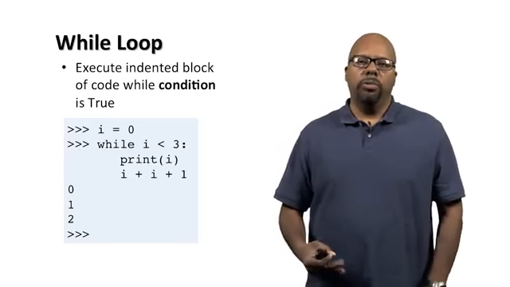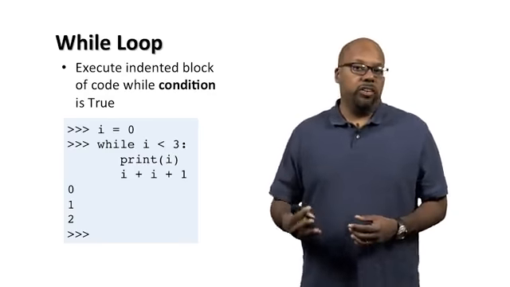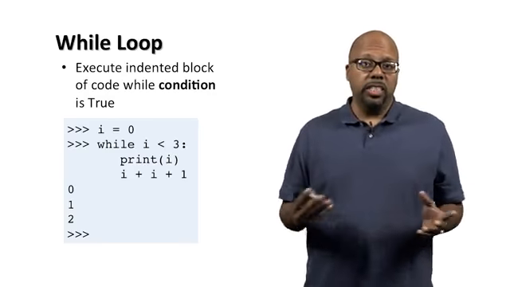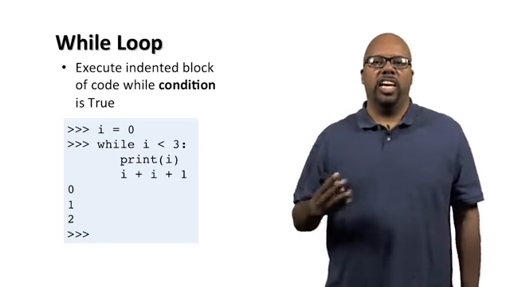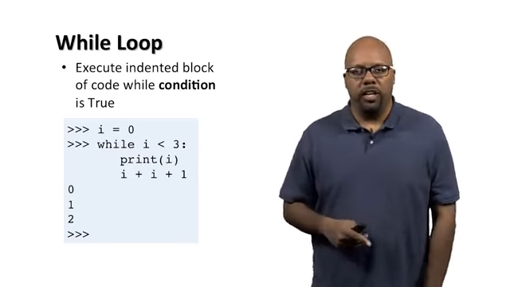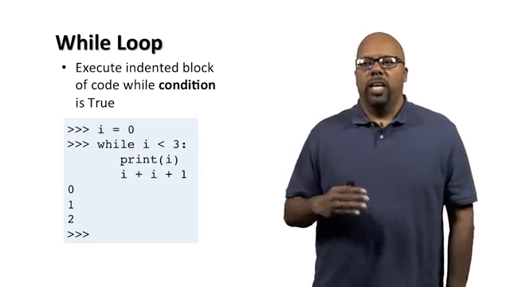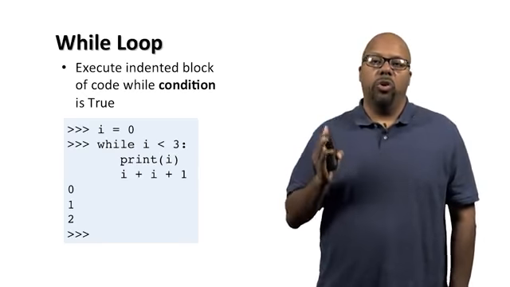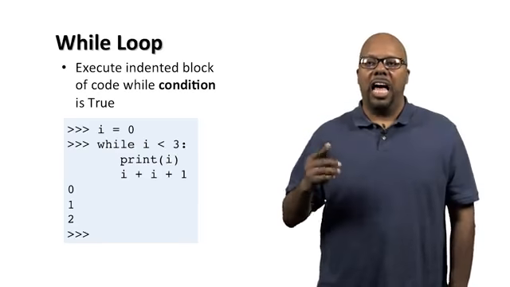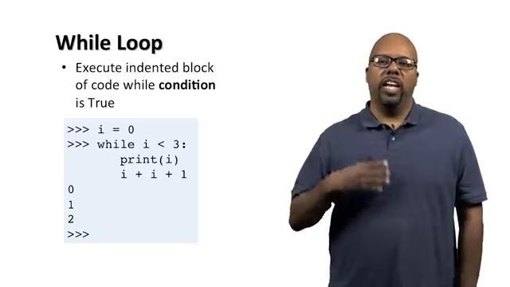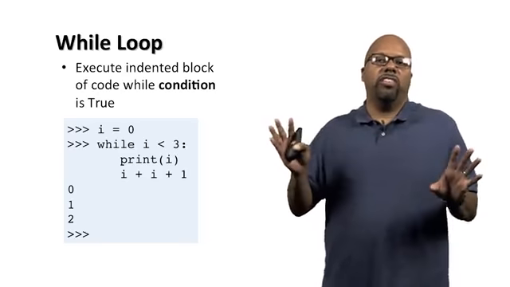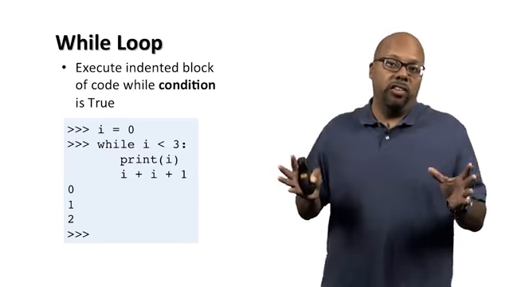A while loop is different than a for loop. It doesn't iterate through a sequence. Instead, a while loop just checks a condition at the top. It iterates until that condition is not true. In our while loop here, while i is less than 3, it's going to execute all the statements in this loop until i is no longer less than 3. It'll keep doing that over and over again. If i is always less than 3 and i never changes, then this would be an infinite loop.